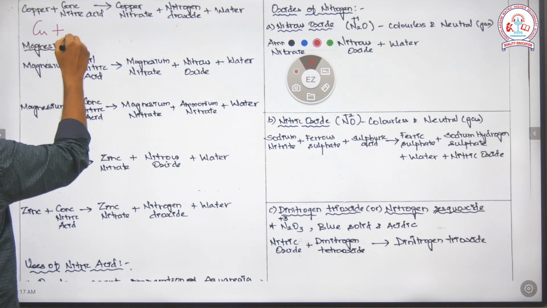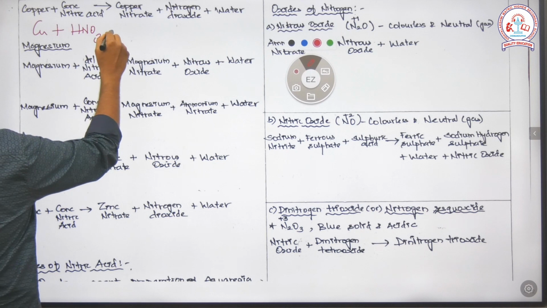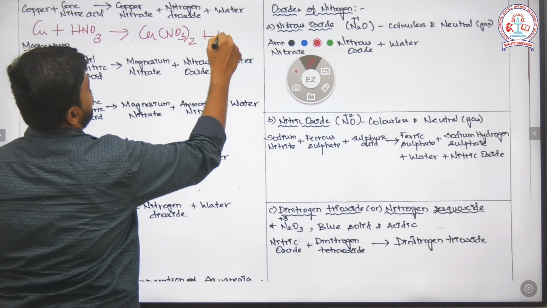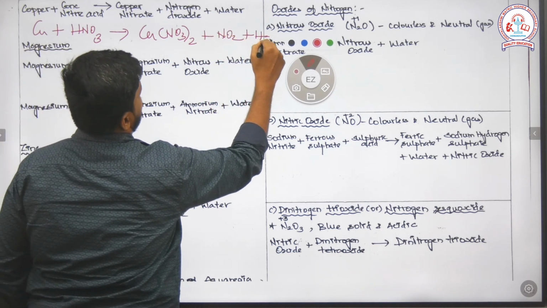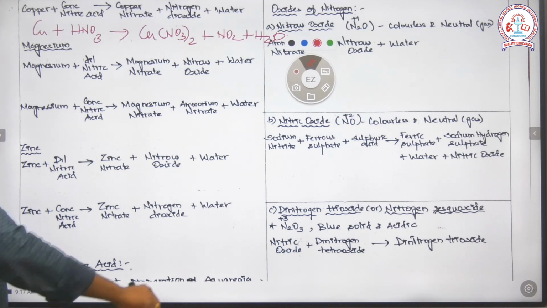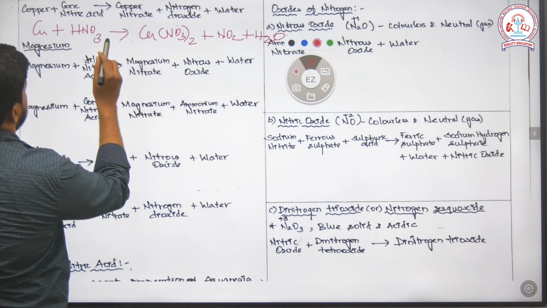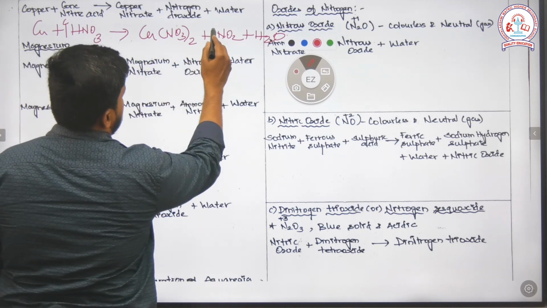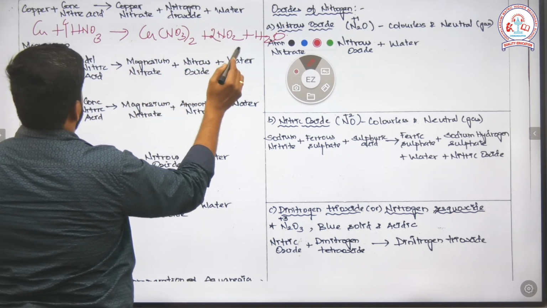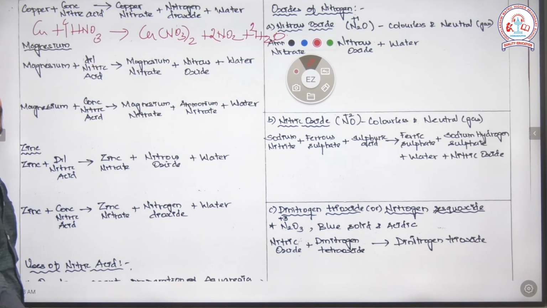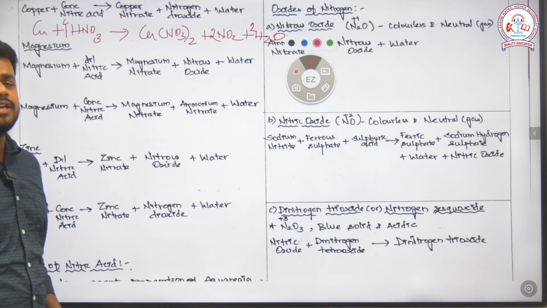So copper reacts with nitric acid to form copper nitrate plus nitrogen dioxide plus water. So this is the byproduct that we could expect. Then if I make it as 1:4 ratio, if I make it as 4, nitrogen becomes 4, so I need to make it as 2. Hydrogen I need to make it as 2 here. So oxygen 12, 6, 10, 12. Equation is balanced.